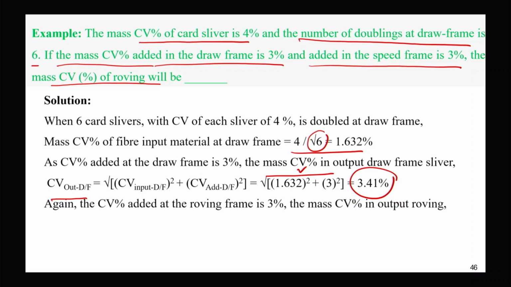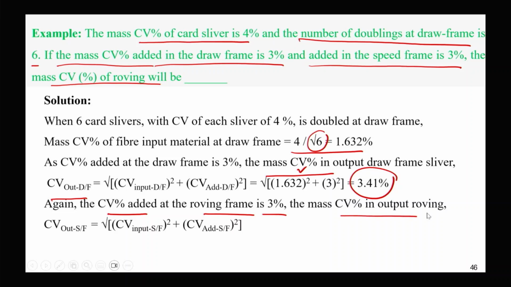Again, CV% added at the roving frame is 3%. So the mass CV% in the output roving, using the same relationship, will become 4.54%.